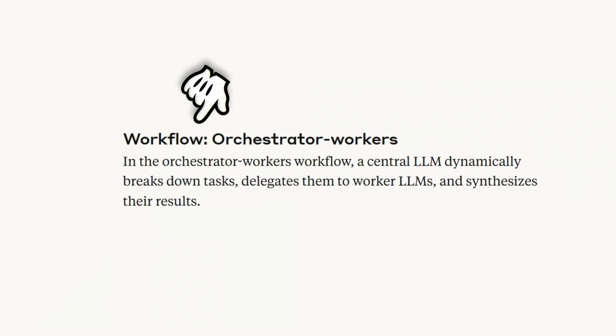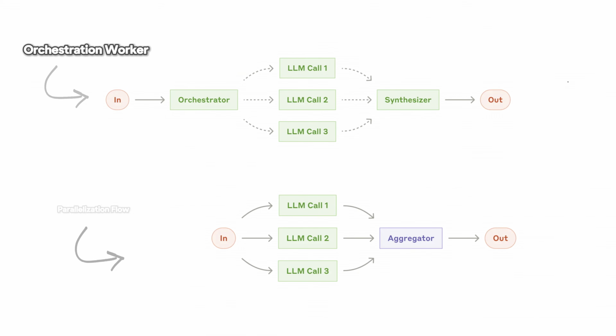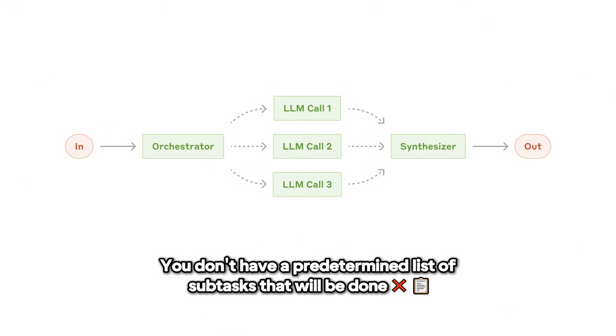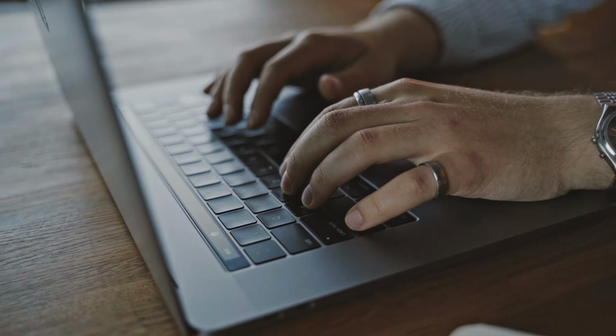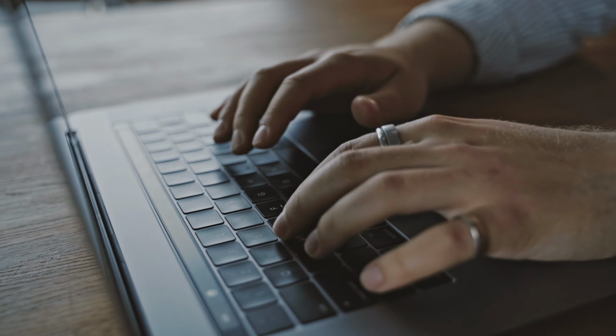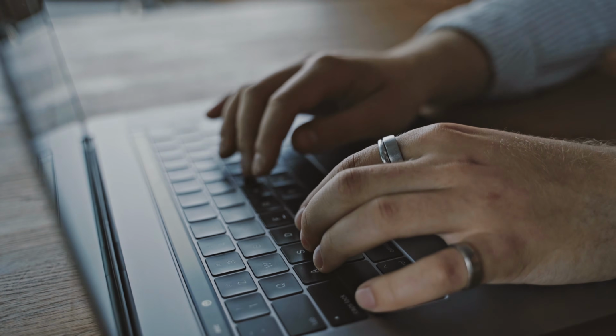Next workflow, and we're getting increasingly more complex, is the orchestrator workers. The orchestrator worker actually looks pretty similar to parallelization, but what's different about it is that you don't have a predetermined list of subtasks that will be done. So this is especially useful for more complex problems where you can't exactly predict what subtasks are going to be needed ultimately.